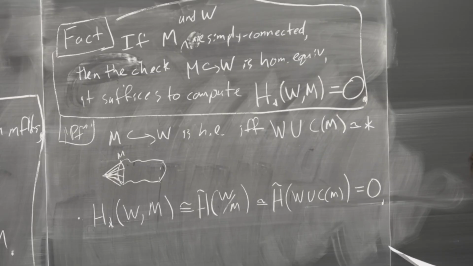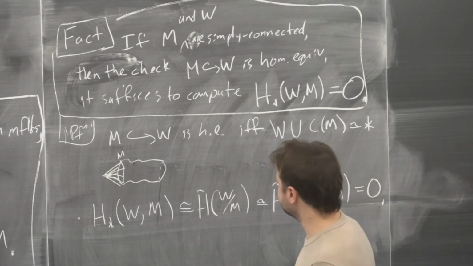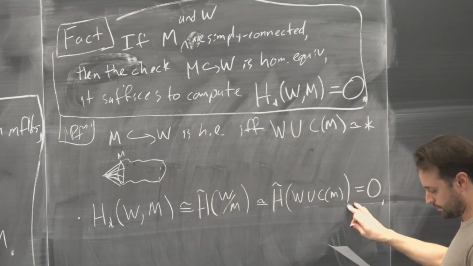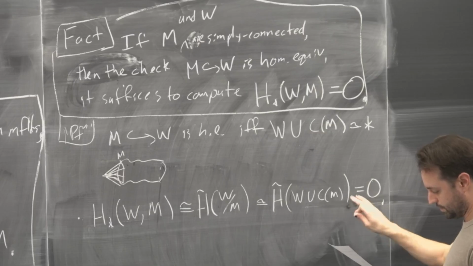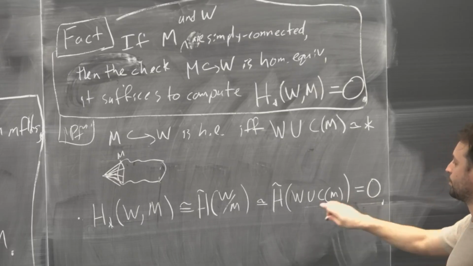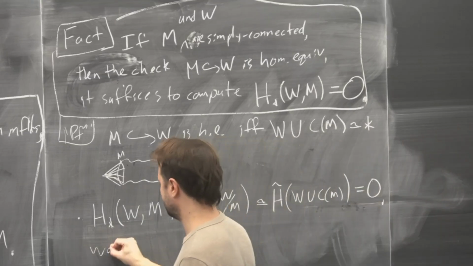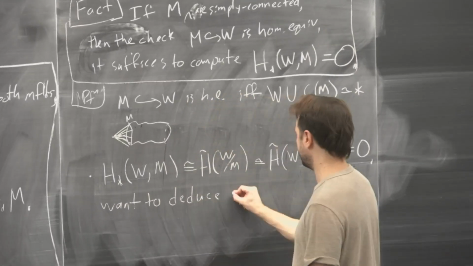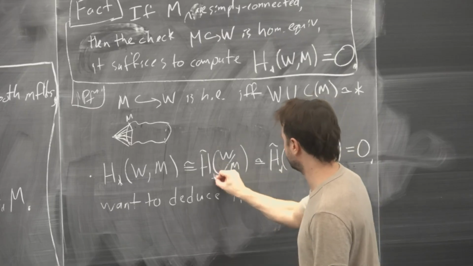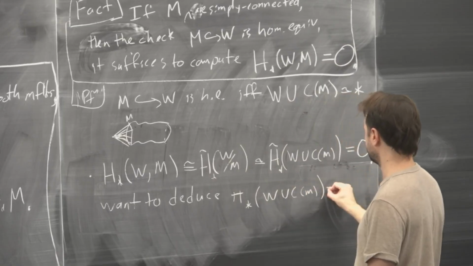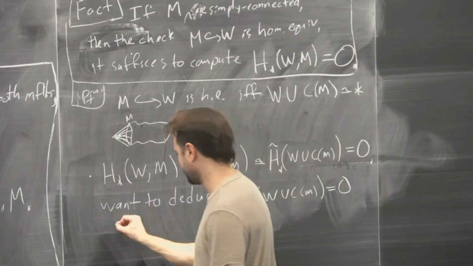So if X is simply connected. Sure. So if we have that this is a homotopy equivalence, then this is true. So if we're going the other way around, we know that this is true. Yeah. If we know that this is true, now we want to deduce that the homotopy groups, so that starts here, that the homotopy groups of W, mapping cone, all go to M. And the way that we do that is the Hurewicz theorem.